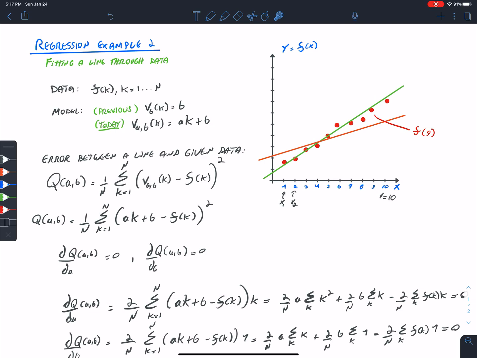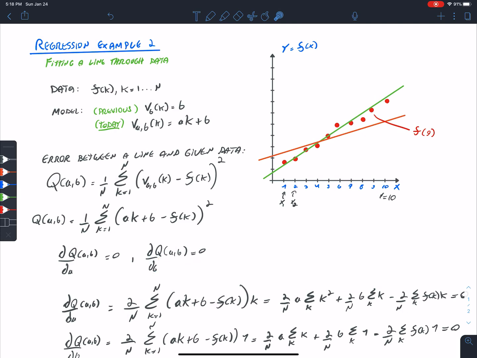So we have to find the values of a and b simultaneously that minimize this error function q. How do we do this? We follow the same exact strategy that we did in one dimension, and this also you learned from multivariate calculus, where now we can take the partial derivative of q with respect to a and the partial derivative of q with respect to b and set them to 0.